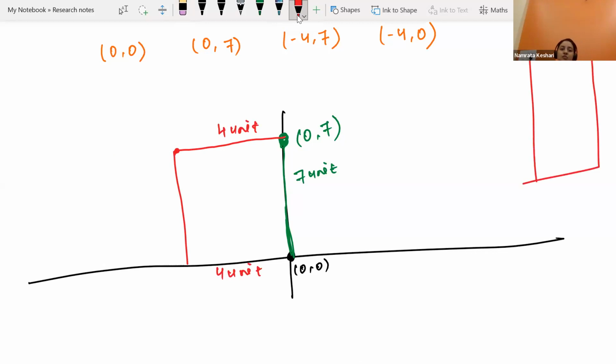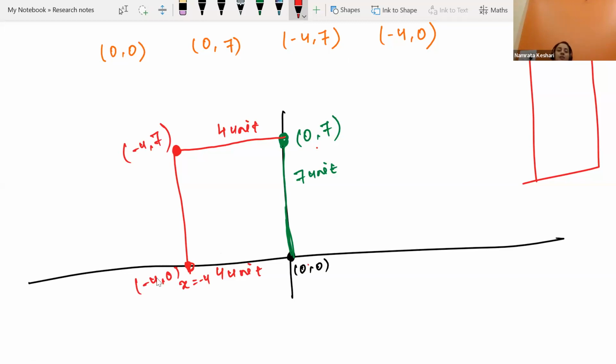So 0, 0 is fine. 0, 7 is fine. What will be the third coordinate? Ma'am, minus 4, 0. Yes, the third one here is minus 4, 7, and then minus 4, 0. Yes, I can see Tejas, you have already done it correctly. He told me the points 0, 0; 0, 7; minus 4, 7; minus 4, 0, and yes, we are getting these points only.